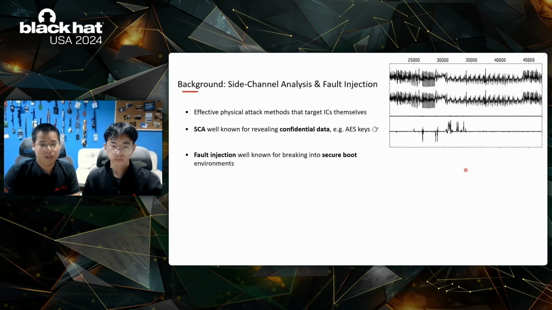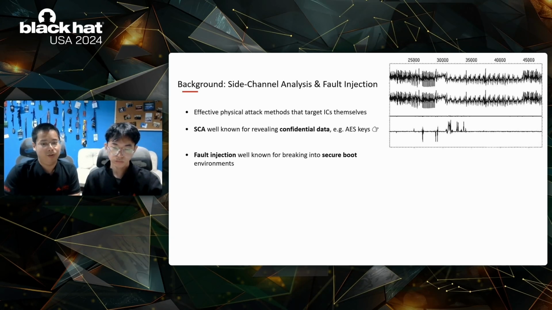This type of analysis is usually used to steal confidential data such as encryption keys or other credentials inside the IC. On the screen here, I have attached a typical screenshot of the power consumption of an AES processor, and we can clearly identify the 10 rounds of operation here in the graph. An attacker can try to use this information to reconstruct the AES keys that are used by the engine.